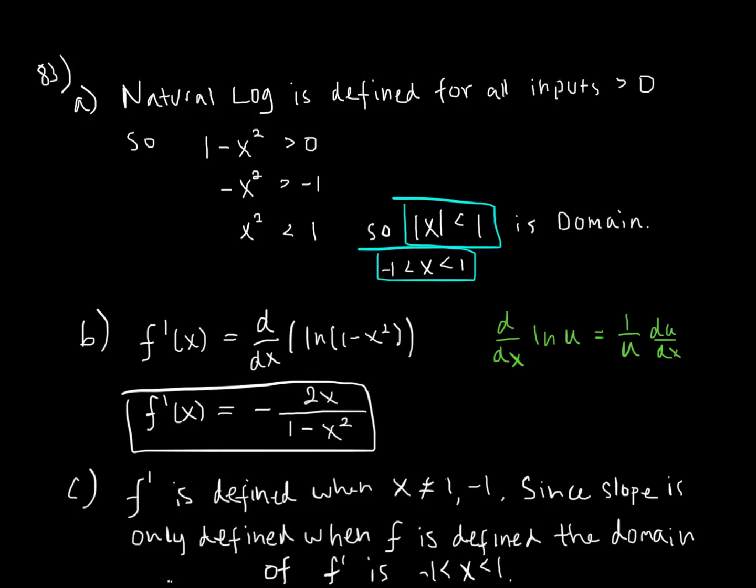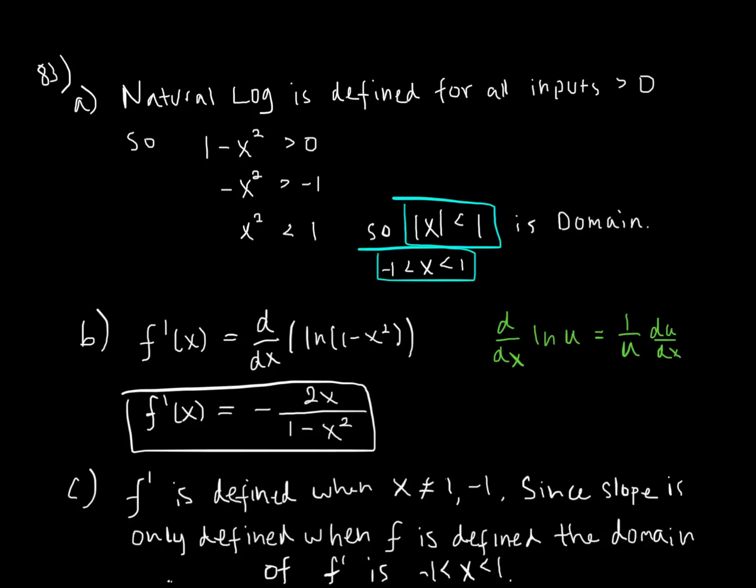So we need to make sure that 1 minus x squared is positive, meaning it's greater than 0. And solving for x ends up telling us that the absolute value of x must be less than 1. And that should make sense because this can't be negative. What would make this negative? Well, if x squared were greater than 1. So we must make sure that the absolute value of x is less than 1, since I'm squaring it. So the domain is all x values less than 1 and greater than negative 1.